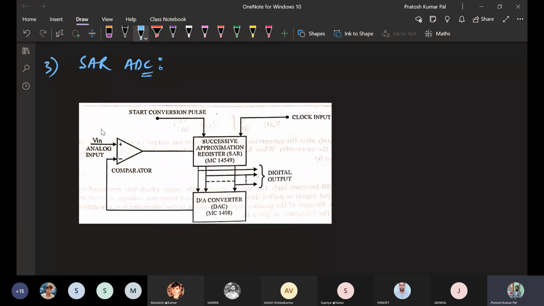Basically we will be having a successive approximation register value. With respect to that, there will be an equivalent conversion of the analog signal in terms of the digital value, and this digital value will be converted from digital to analog. So whatever digital value is there will be converted to an analog value, and this analog value will be considered as a reference voltage.